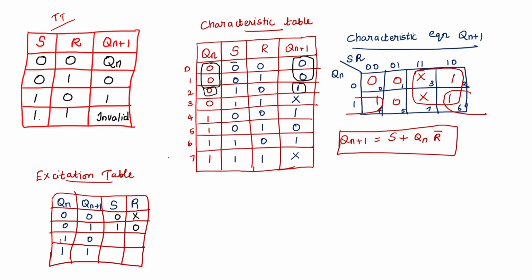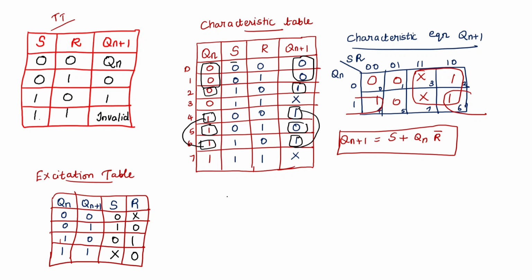And then Qn is 1 and Qn plus 1 is 0. So this is the correct combination. Here put 0 and 1. And then 1, 1. Here we have to take both the ones, and the corresponding terms, S is 0 and 1, so for both values put X. And here 0, 0. We have to put 0. So this is the excitation table of the SR flip-flop.